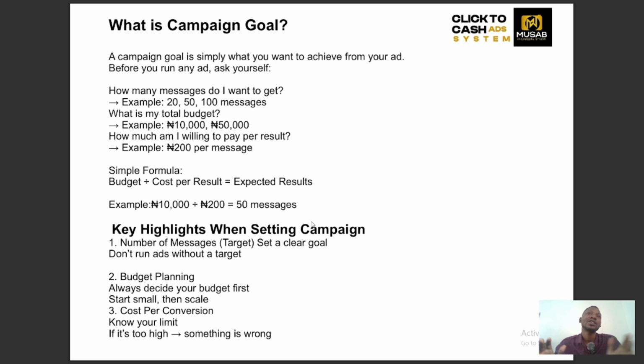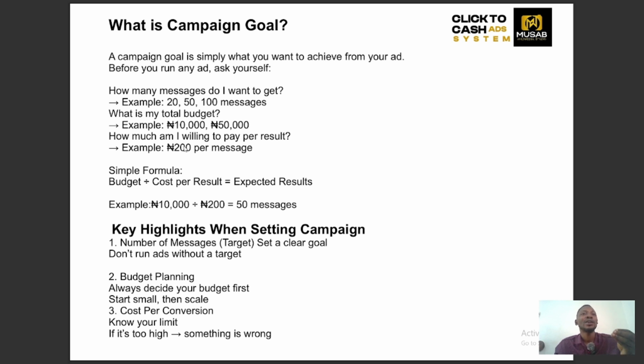You need to set a goal for your campaign. That is simply what we are explaining here. You cannot have a campaign without having a goal. Before you run any ad, you need to know how many messages you want to receive. This is your goal. If you want to set up an ad to receive, for example, 20 messages, 50 messages, or 100 messages, you need to know before you even start setting up the ad.